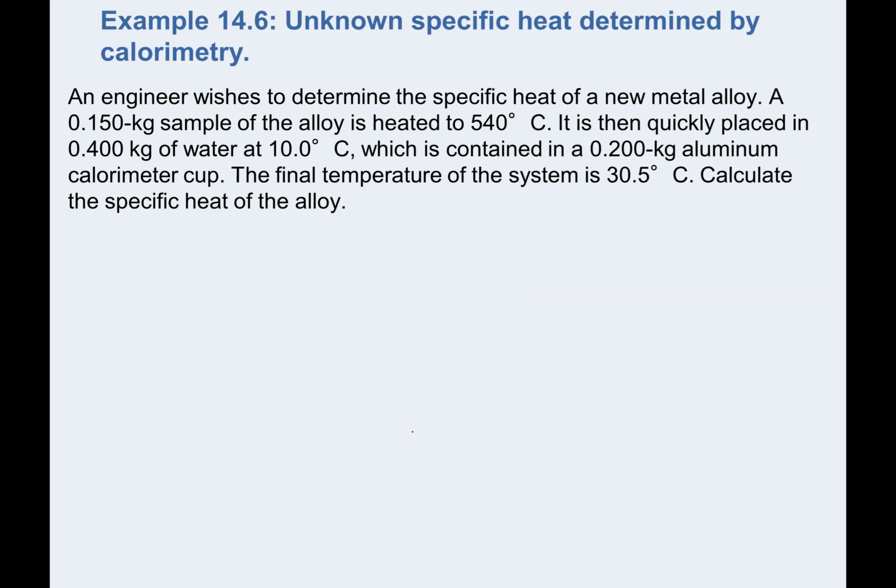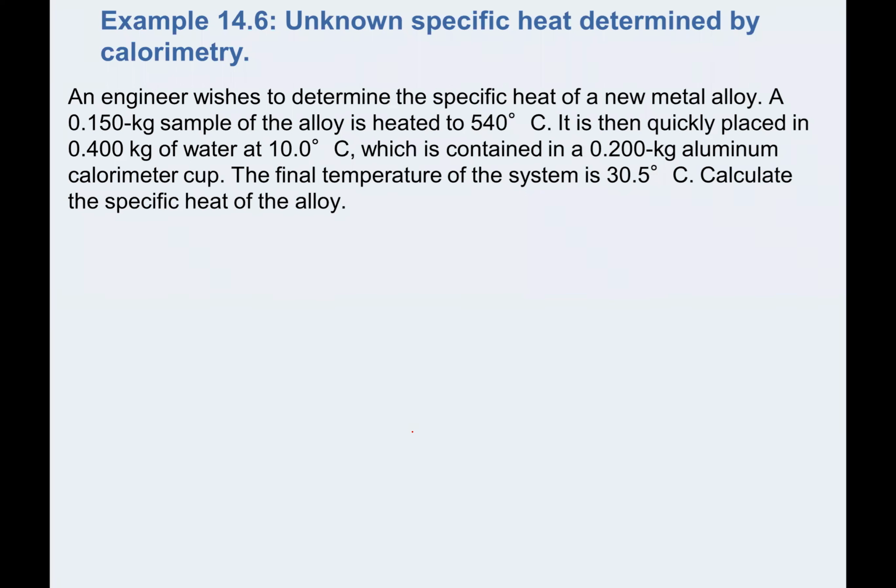A 0.150 kilogram, which is about 150 grams, sample of the alloy is heated to 540 degrees Celsius. It is then quickly placed in 0.4 kilograms, or 400 grams, of water at 10 degrees Celsius, which is contained in a 0.2 kilogram aluminum calorimeter cup. The final temperature of the system is 30.5 degrees Celsius. Calculate the specific heat of the alloy.